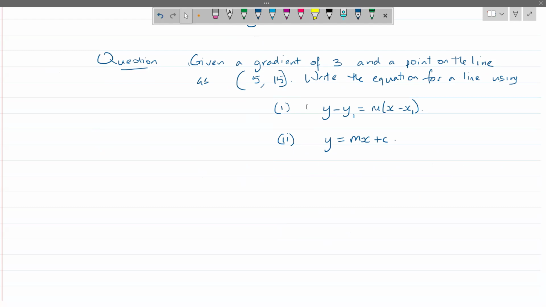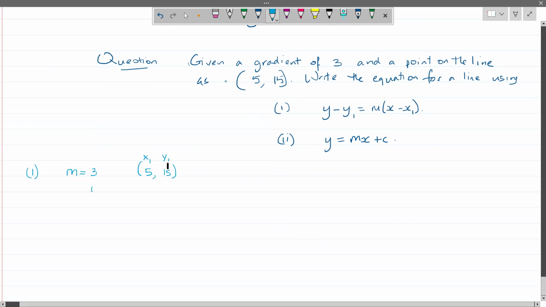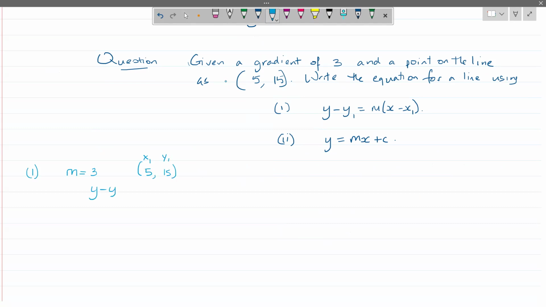All right, so let's correct this. Easy question here. Let's do part 1 first. So always write what you have. We have the gradient, which is m, that's 3. We have a point, 5, 15. That's going to give us our x1 and y1 values. Put a formula that should be next. Y minus y1 is equal to m into x minus x1. Then we substitute in.